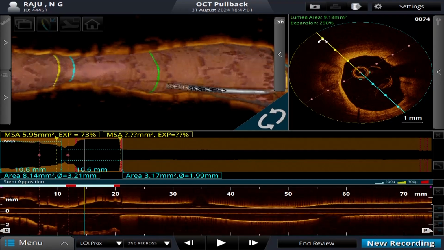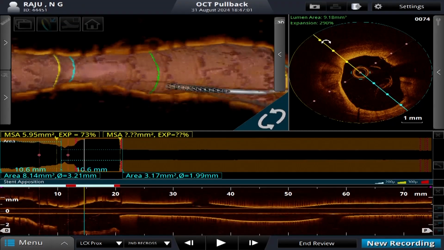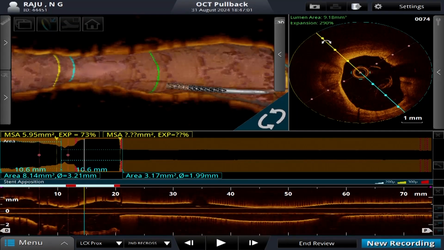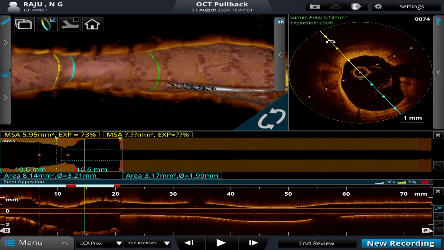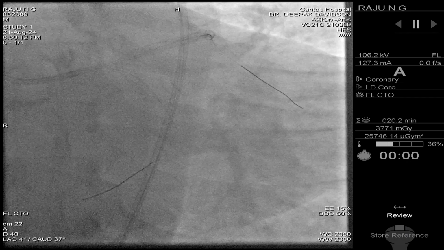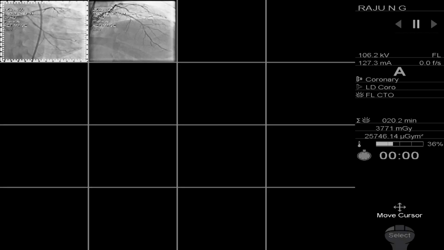Did the wire go? Did the balloon go? It's crossed. 1.5 is crossed. Okay, we could see that. Yeah, the 1.5 balloon has crossed. Now 2 balloon. Show the angio image, fluoro image. Two balloon, 3 balloon.